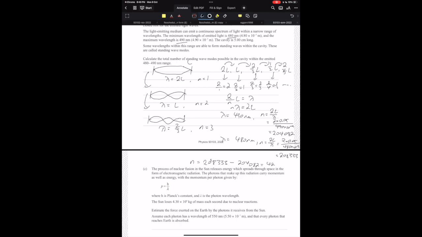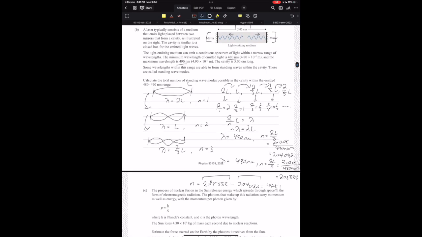And that's our answer. If the harmonics can only lie between the values of 208,333 and 204,082, then in total there must be 4,251 harmonics allowed within those two numbers. And so that's our answer. 4,251 total standing waves can be formed in this cavity within the wavelength range that they give us.